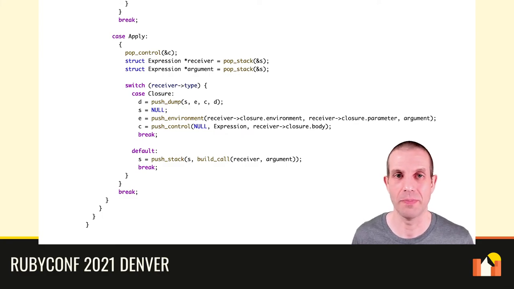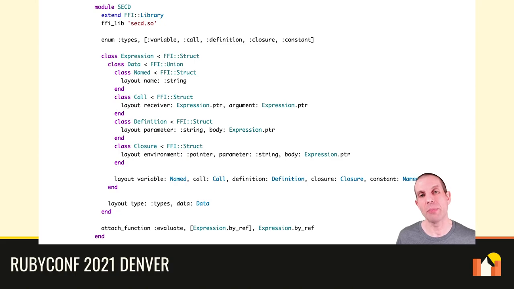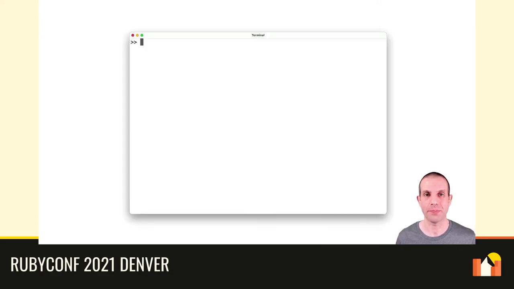but that's a completely different conference talk. If we compile that C code into a dynamic library, we can use the FFI gem to connect it to Ruby. We just have to tell FFI what the C data structures look like and which C function to hook up as a Ruby method. And we also have to write some helpers to convert Ruby abstract syntax trees to and from C structs so that we can pass them in and out of the evaluate function. But that's boring, so I'm not going to show it.